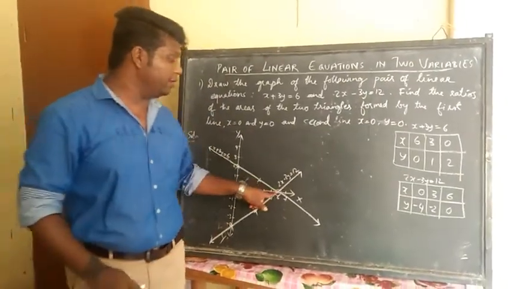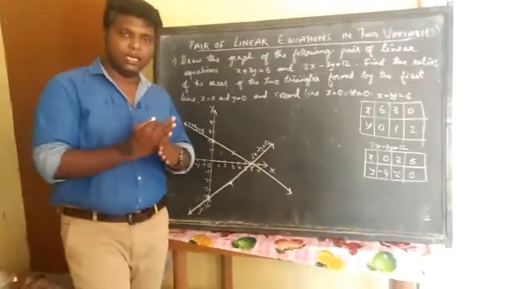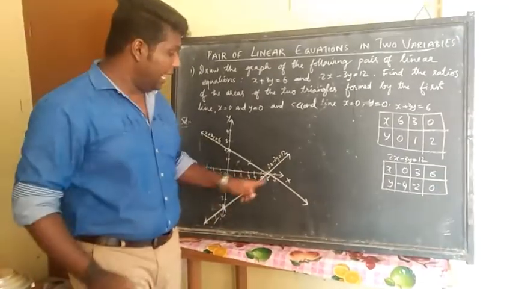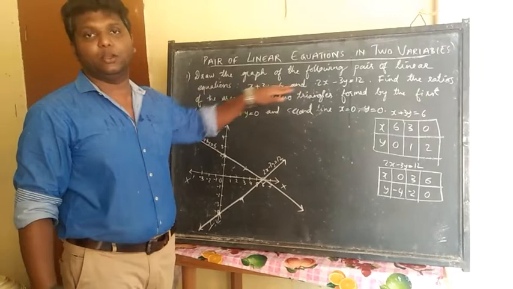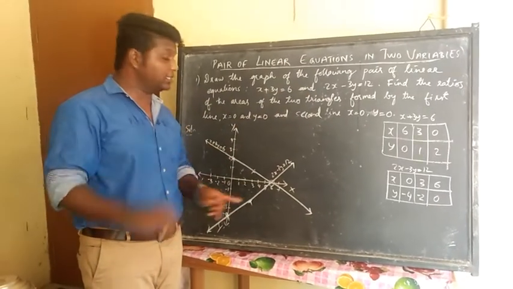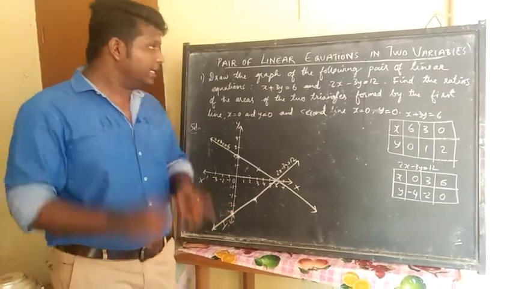It is having a single solution, and this will be the point where they are intersecting. That point is the point of solution, and here we can say (6, 0) is the solution set of this typical equation.